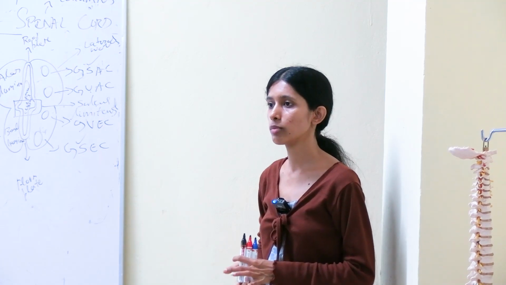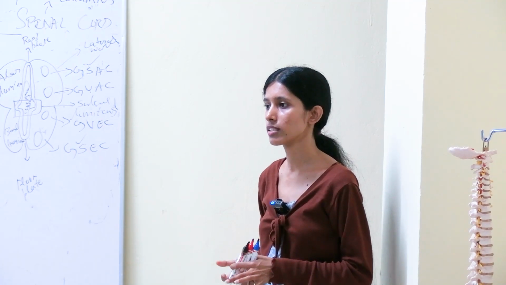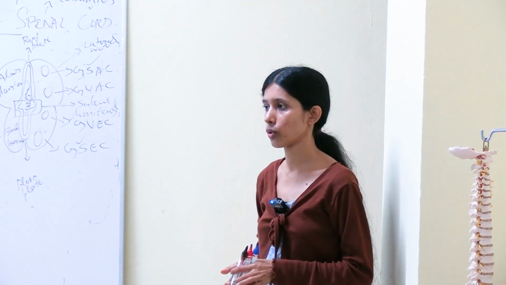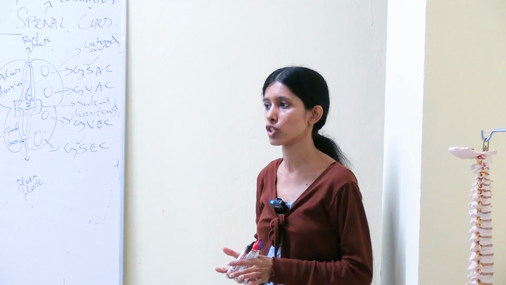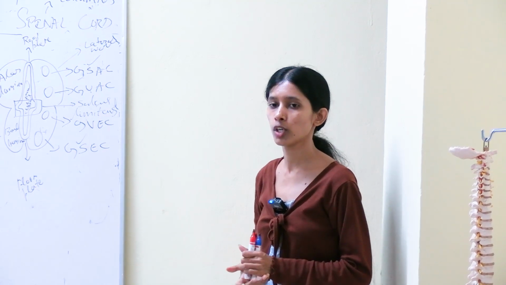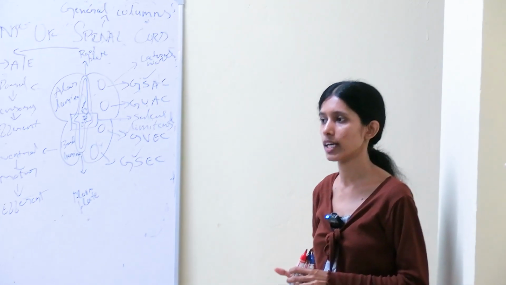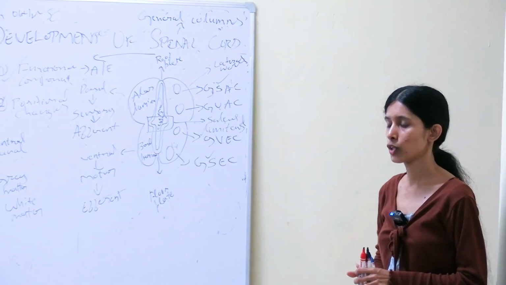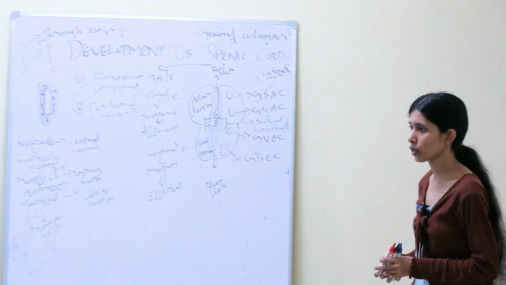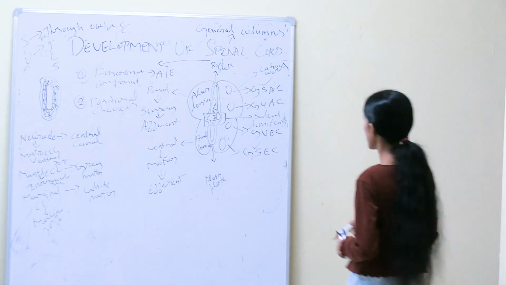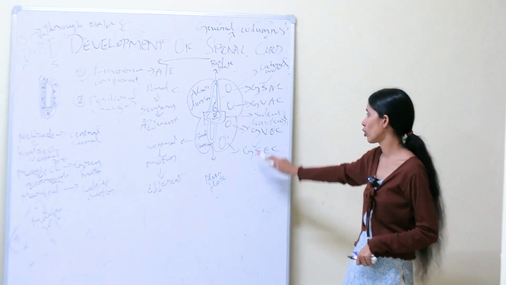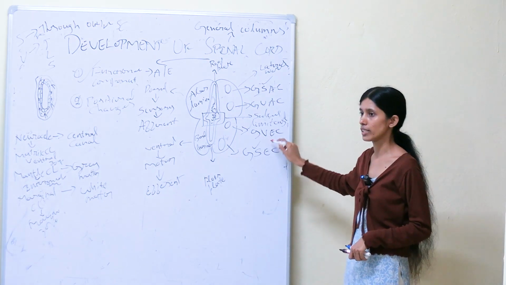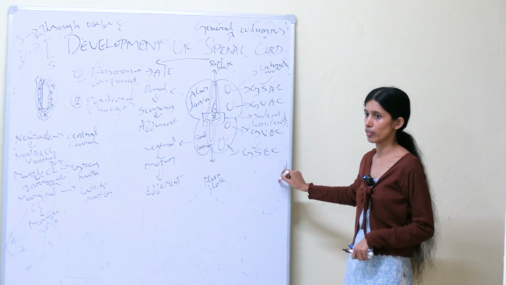So the columns present here are referred as afferent columns. And the ventral part is also known as basal lamina, which is motor in function. So the columns present here are referred as efferent columns. In total we can see 4 columns. The first one is general somatic afferent and general visceral afferent, followed by general visceral efferent and general somatic efferent.